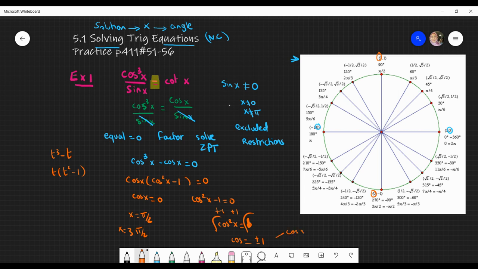So cosine x equals 1. Which angle on the unit circle has an x coordinate equal 1? I can see that it's angle 0. And x coordinate equals -1. I can see that it's angle pi. But what do we know about those two values? Those two values are not allowed.